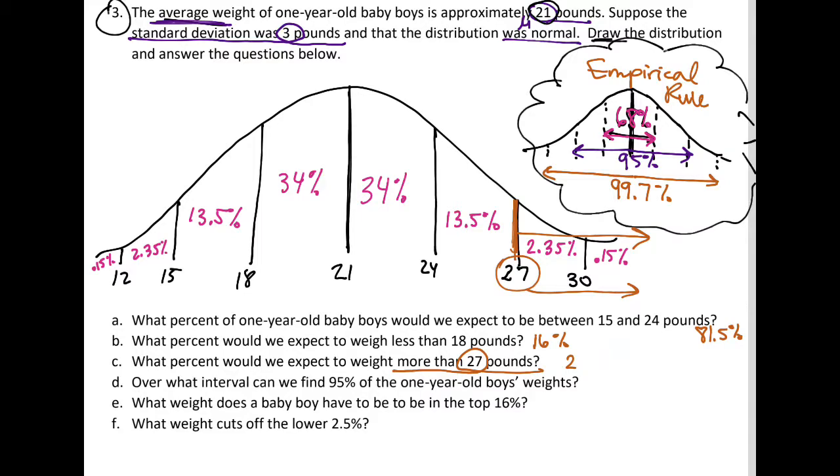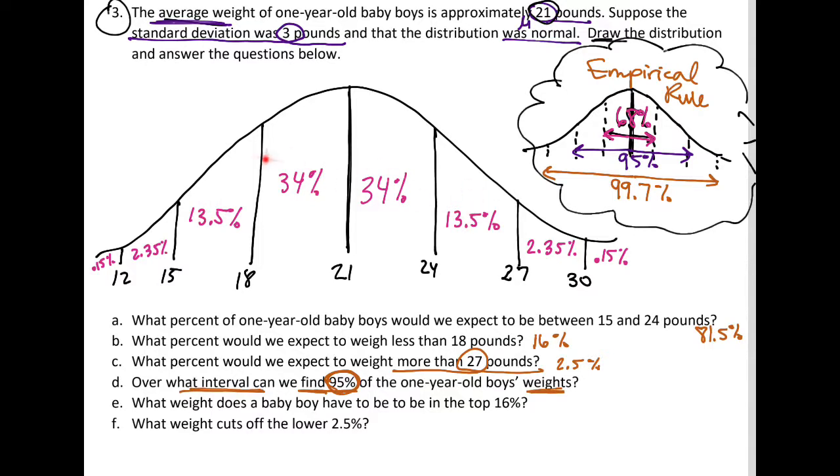All right, actually, let me undo again so my graph won't stay messy. All right, so 2.5%. So for letter D, this is not asking for a percent. Notice it's giving us a percent. So it's asking us over what interval can we find 95% of the 1-year-old boys' weights. Well, it's kind of backwards. Now it's giving you the percent, and you need to figure out what weights cut that percent off. So remember, here are your percentages.